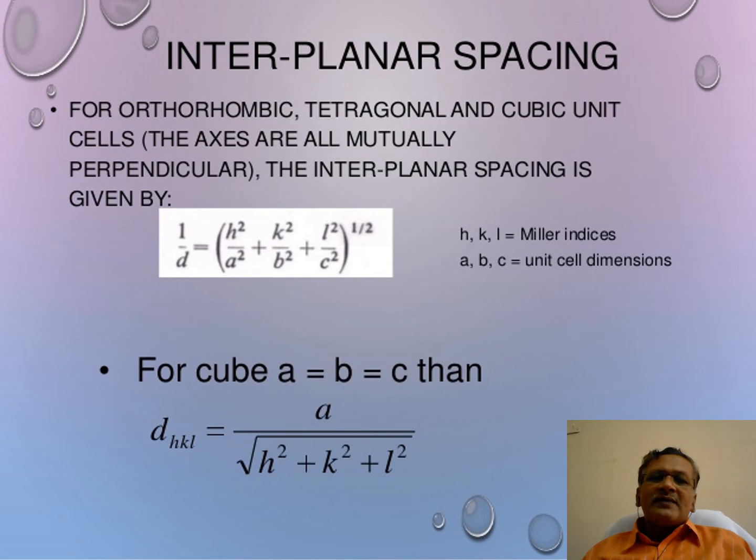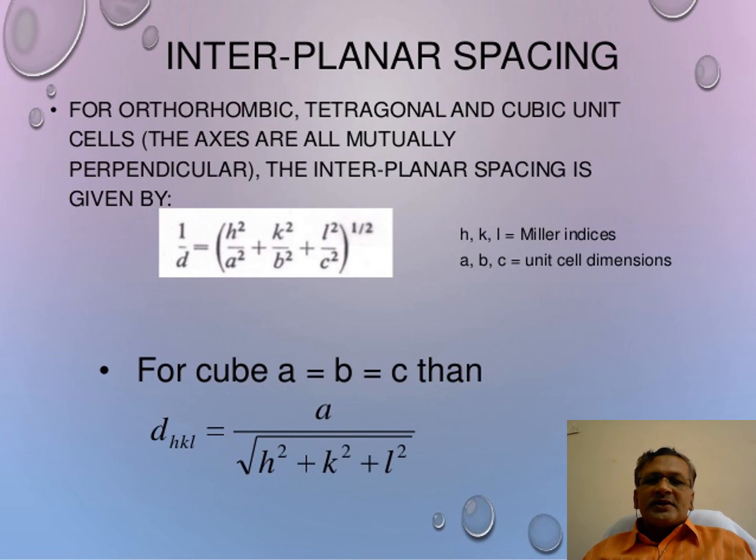Or instead of 1 upon d, you can also write d equal to the square root of a square upon h square plus b square upon k square plus c square upon l square, which is also written as interplanar spacing. This formula changes according to our previous lattice.